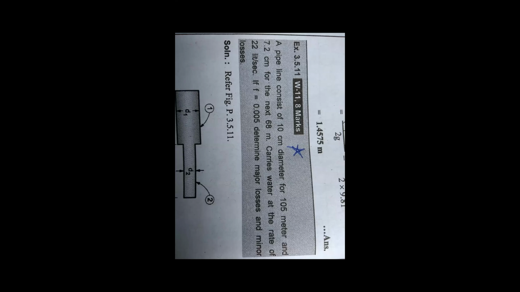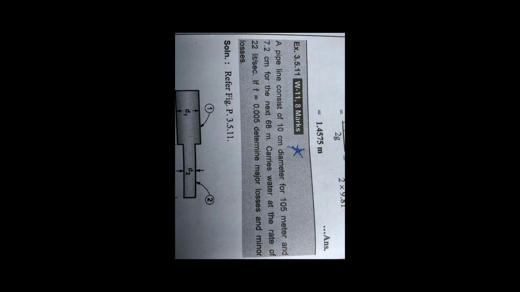Length is given as 105 meter for the first diameter, D1. For the D2, the diameter is 7.2 centimeter. 7.2 in meter is 0.072 meter. And second length is 68 meter.